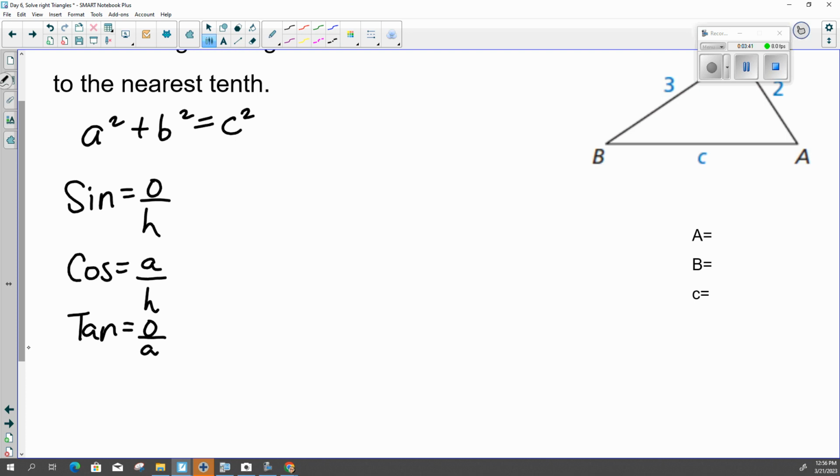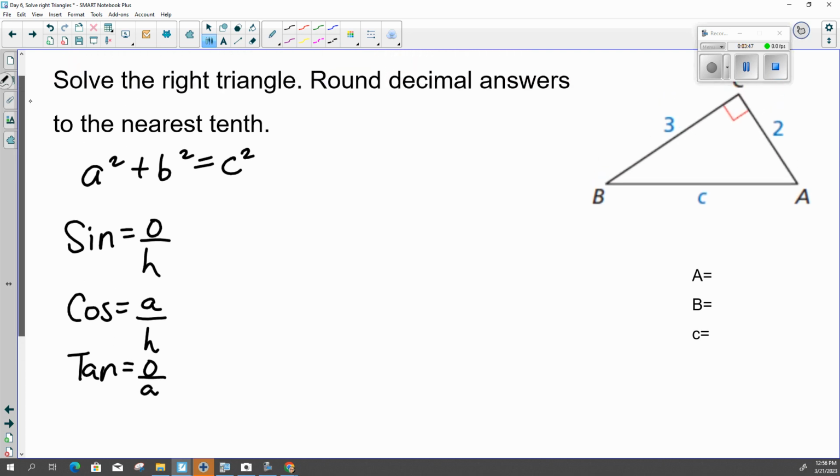Raiden, what would you do to get started on this one? There's a couple different options. He's not sure. Lauren, what would you do? You need to find angle A, angle B, and side C. Which one do you see that you might want to start with? I would too. How do we find C? Is it the Pythagorean theorem or a trig function?